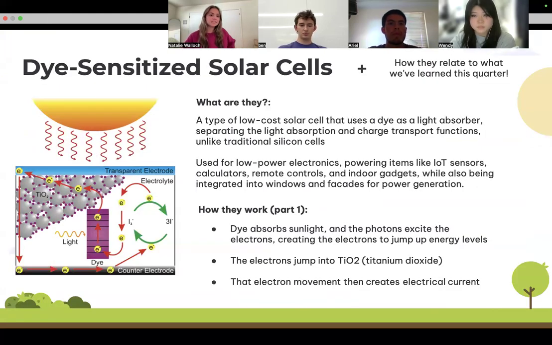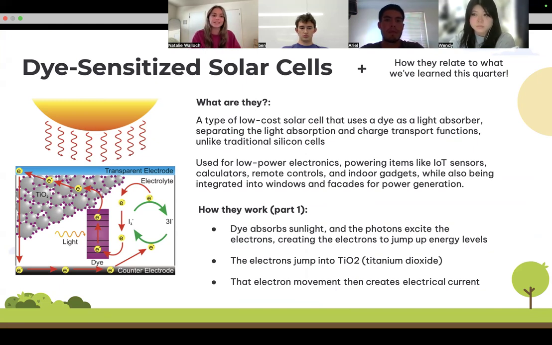And then something that actually doesn't use silicon is a dye sensitized solar cell. I wanted to get into a little bit about them and how they relate to what we've learned this quarter. They're kind of like a new invention, you could say, and they're a low-cost solar cell that uses dye as a light absorber, usually from the sun, or from other kinds of lights. They're used to power low power electronics like calculators or remote controls. And so they're just increasing in popularity. I wanted to talk about them a little bit and basically how they work.